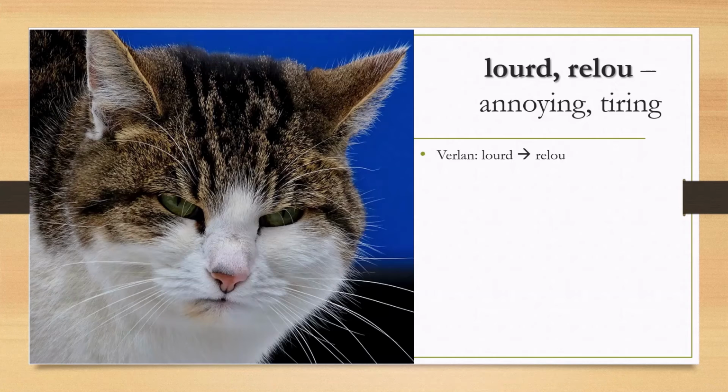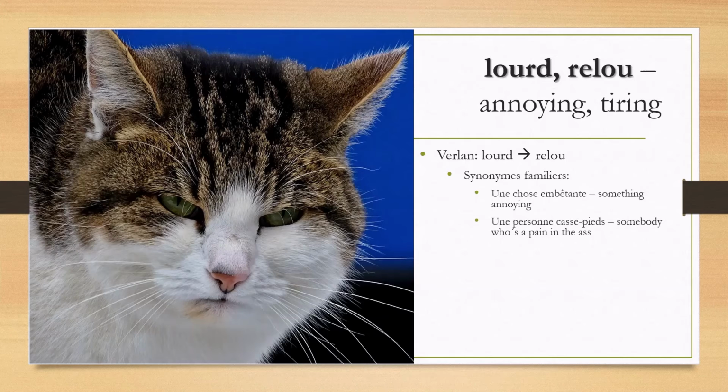Coming back to the adjectives lourd and relou, both can be translated as annoying and tiring, and both are informal. Another informal way of saying that something is annoying is the adjective embêtant, or in the feminine form embêtante, or another adjective in the informal register, casse-pied. The first one, embêtant, is used with objects. Une chose embêtante, something that's annoying.